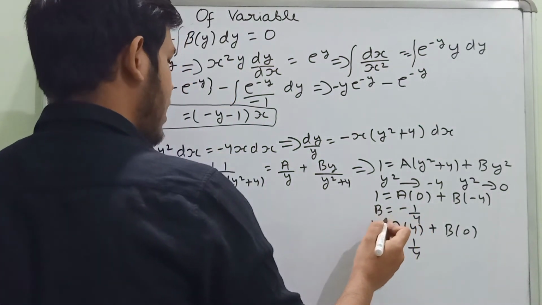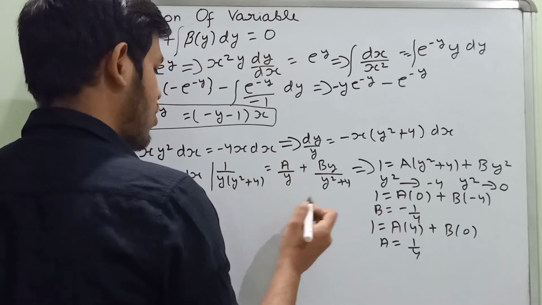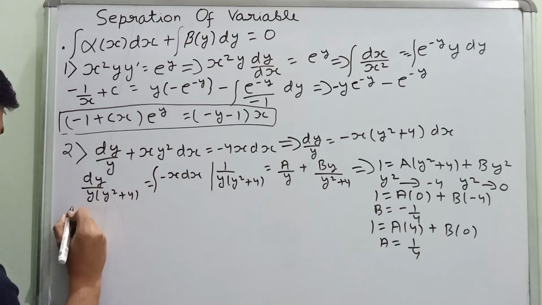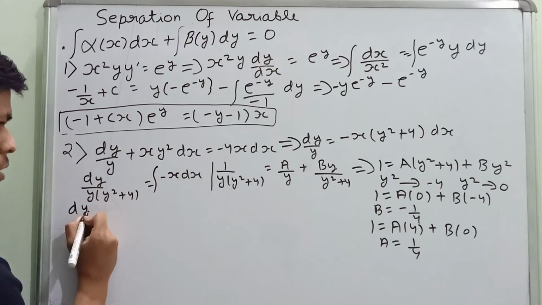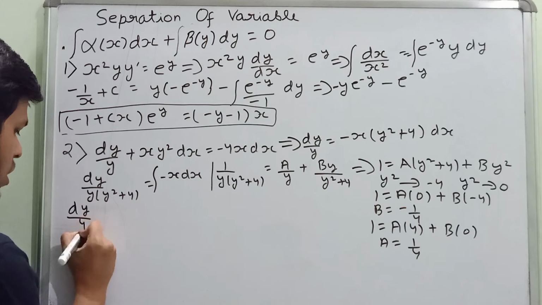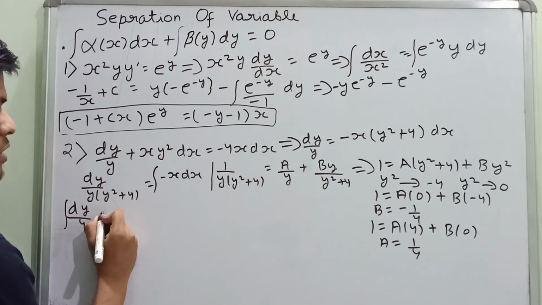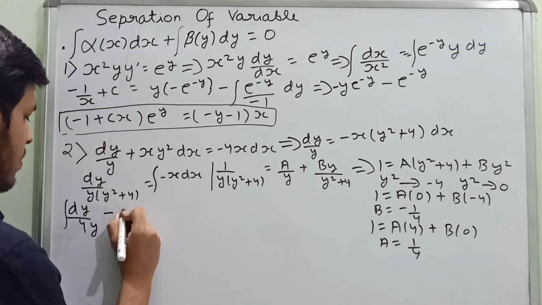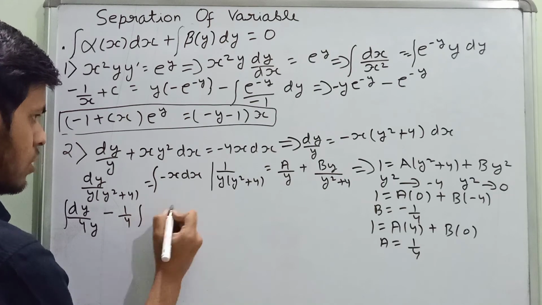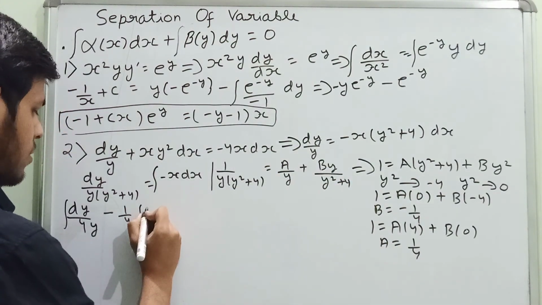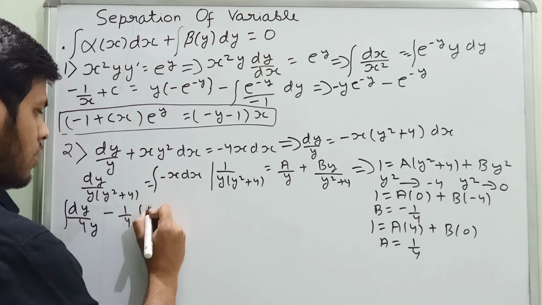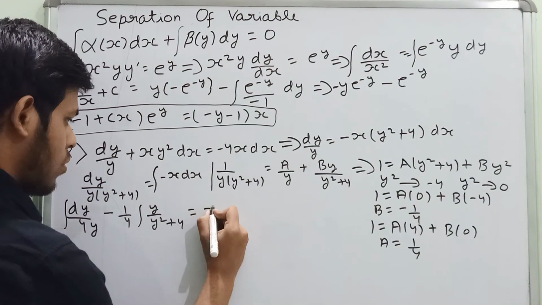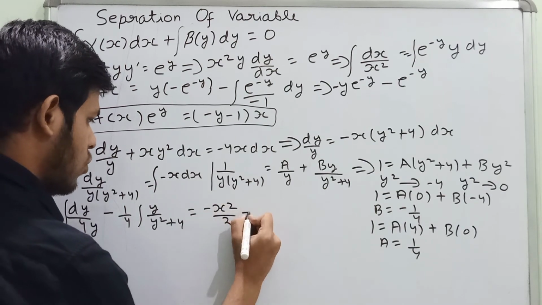So now we can easily divide this into partial fractions and then we will directly integrate. So first of all we will integrate this equation. So dy upon 4y, and then the b value is minus 1 by 4, so it will be y upon y square plus 4 dy, equals minus x square by 2 plus c.